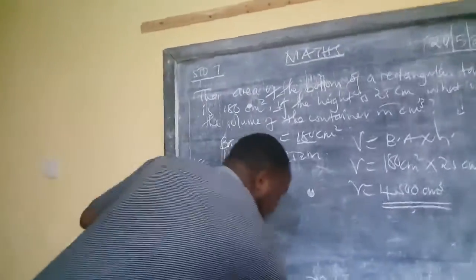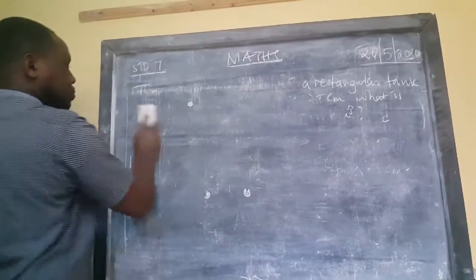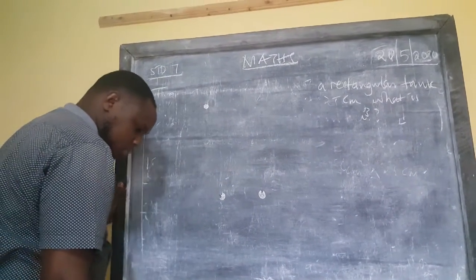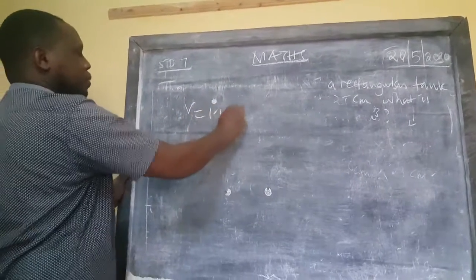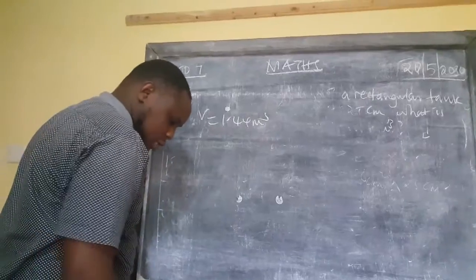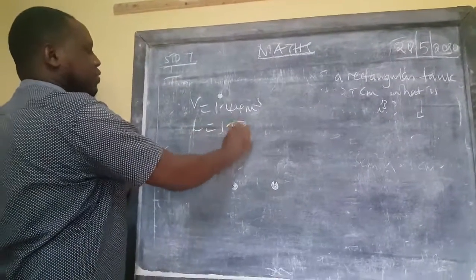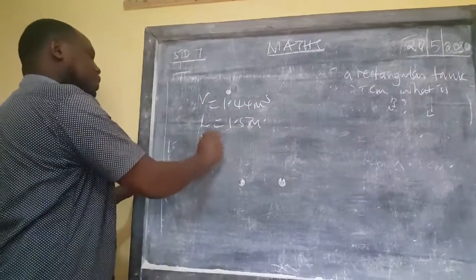Now, if for example you are given a question here, you are told the volume is 1.44 meters cubed. We're told the length of the tank is given as 1.5 meters. What is the width? You're looking for the width.